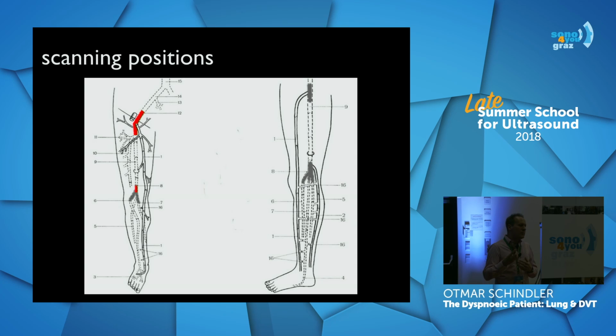So how do we scan? Usually a scan of the veins of the leg takes a long time. Yeah? You have to scan the whole veins until the muscle veins on the calf. You have to have good experience and you have to have a lot of time. In emergency medicine, that's not so easy. So what can we do? We just do a 2-point scan.